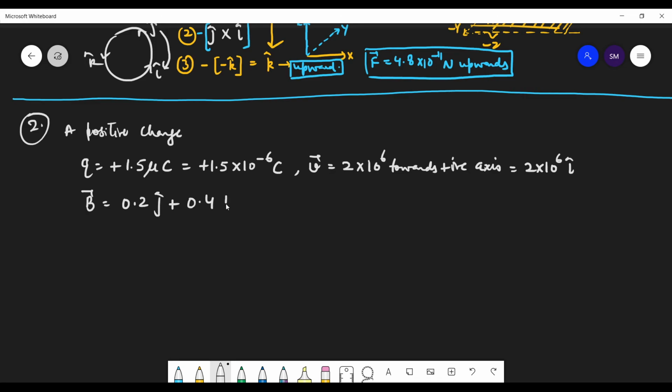The question automatically gives it resolved along x axis, y axis, z axis, everything is given to you. So this much Tesla in space. Okay, so you have to find the magnetic force.